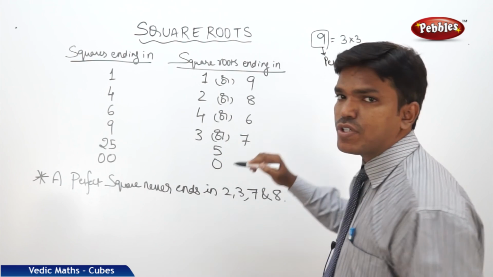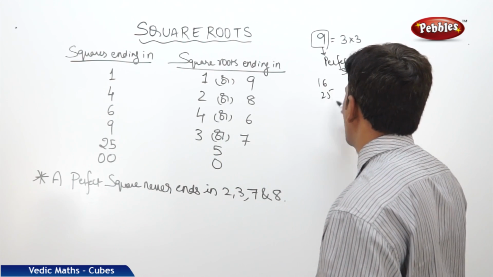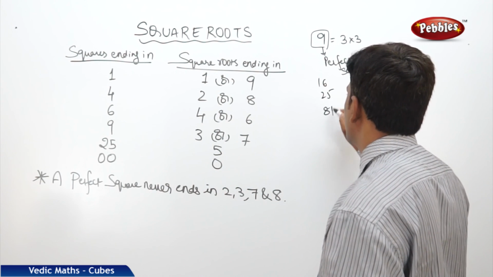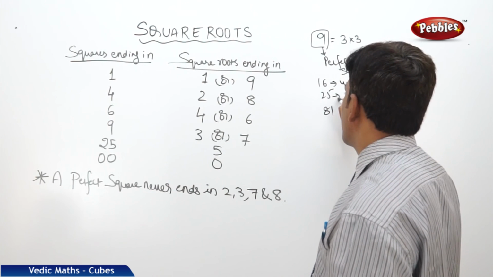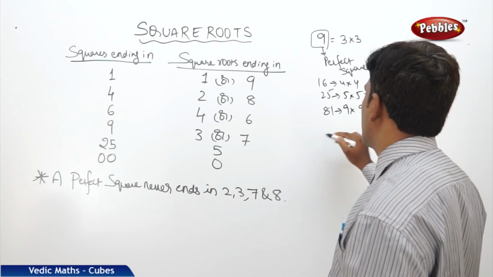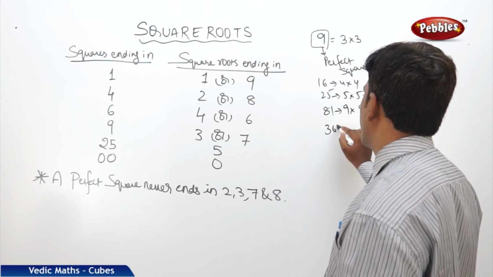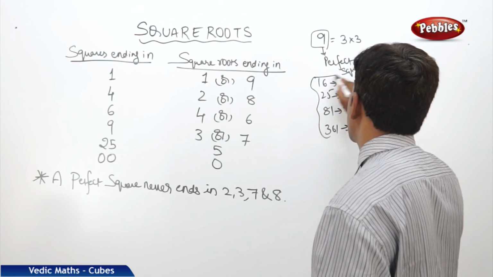So examples of perfect squares are 9, 16, 25, and 81. What is 16? 4 into 4, you can write it like that. 25 means 5 into 5, product of the same two digits. 81 means 9 into 9. Let us take 361, which means 19 into 19. So like this, all these are perfect squares.